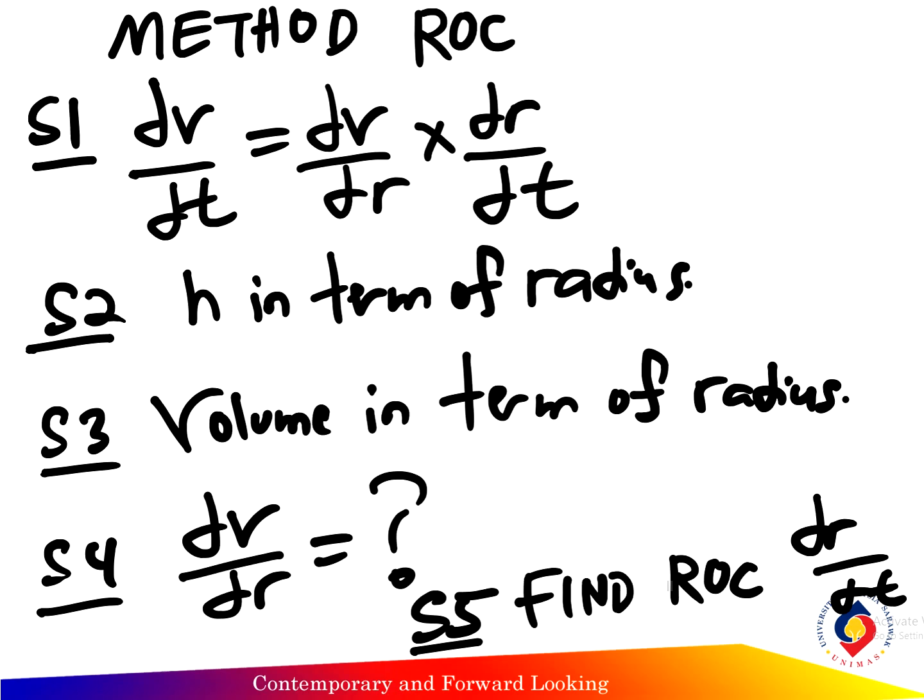Okay, so method, first you write down the parametric equation: dV over dt equals dV over dr times dr over dt, yeah?